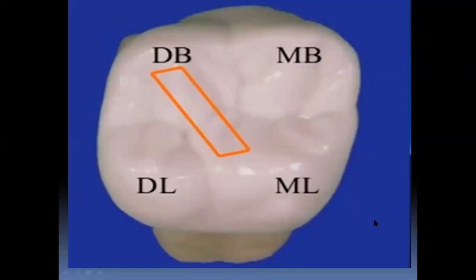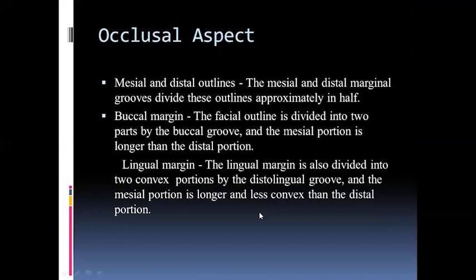Mesial and distal outlines. The mesial and distal marginal grooves divide the outlines approximately in half. Buccal margin: the facial outline is divided into two parts by the buccal groove, and the mesial portion is longer than the distal portion. Lingual margin: the lingual margin is also divided into two convex portions by the distolingual groove, and the mesial portion is longer and less convex than the distal portion.